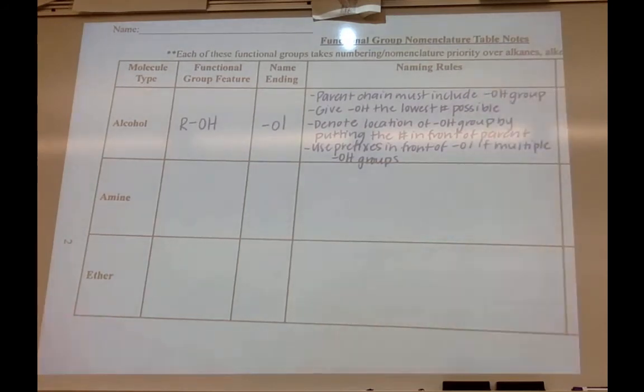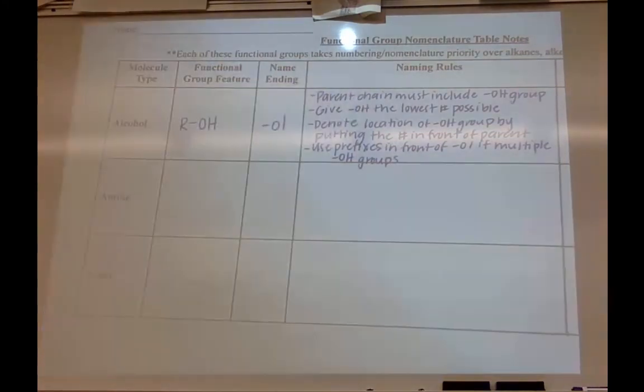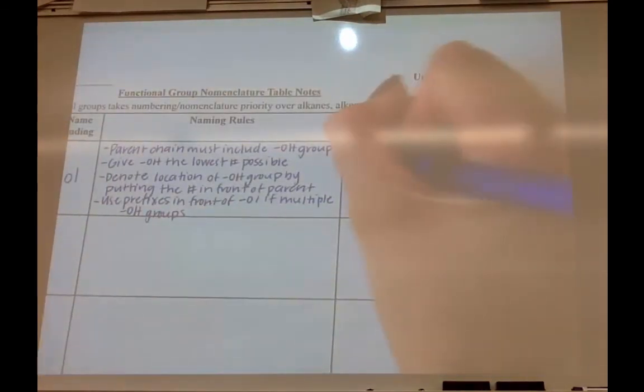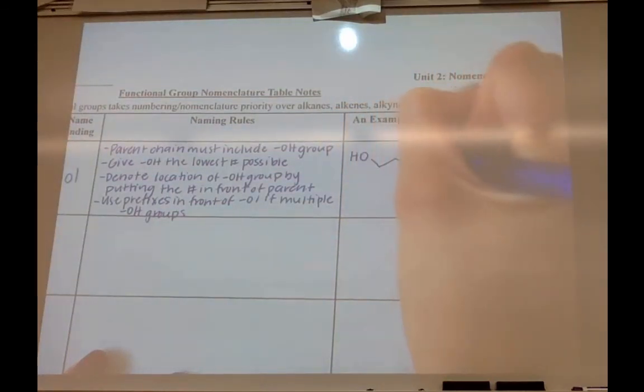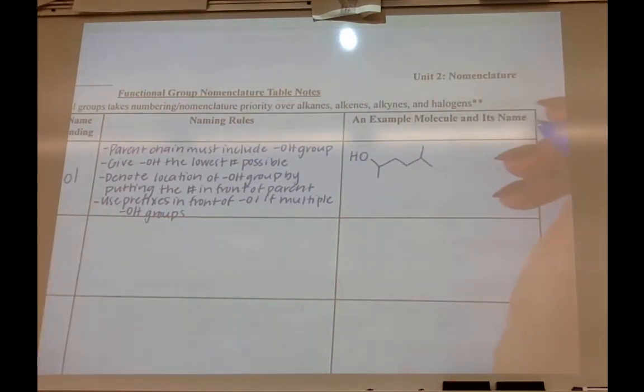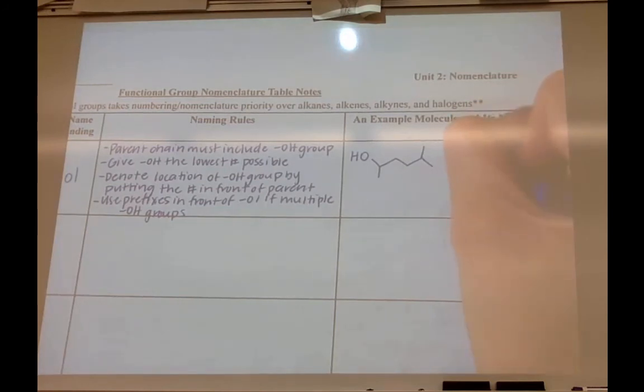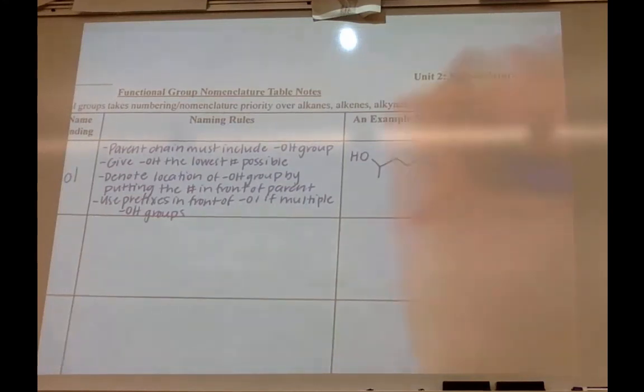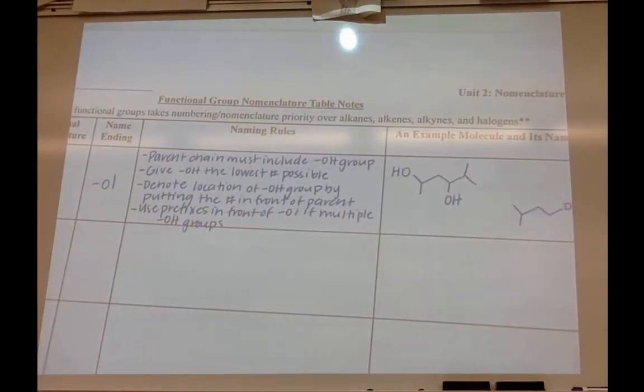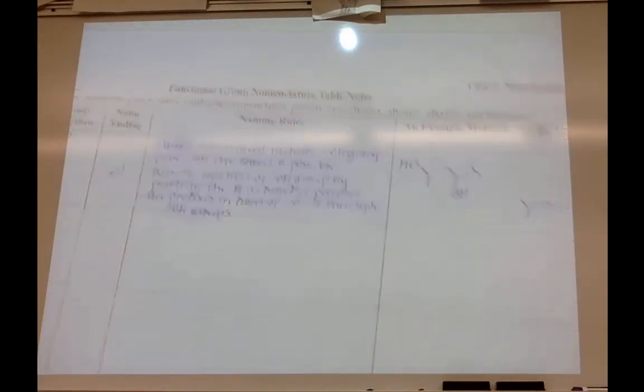I'll show you an example. So I'm going to show 2 examples just really quick. So, first example. I'm going to draw the alcohol backwards, actually. Okay, here's one of them. And then here's another one. Oh wait, this is supposed to have, there we go. Okay, so here are 2 examples.